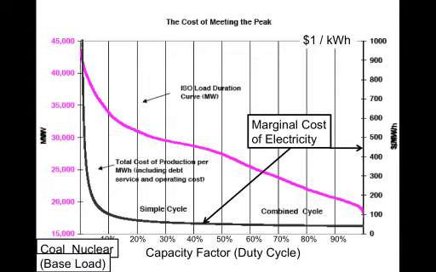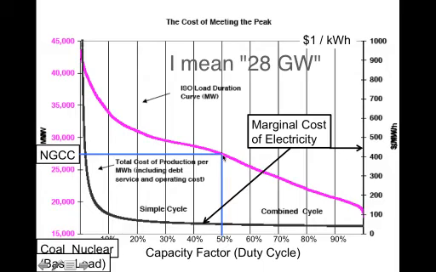Nuclear and coal are baseload. They're being used all the time, 100%. They're down around less than 10,000 megawatts, 10 gigawatts. So what this means is 28 gigawatts, we only need that about 50% of the time, that or more. And so the cost of that natural gas combined cycle facility, the last one we turn on when we need 20 gigawatts, costs about 6 cents a kilowatt hour.